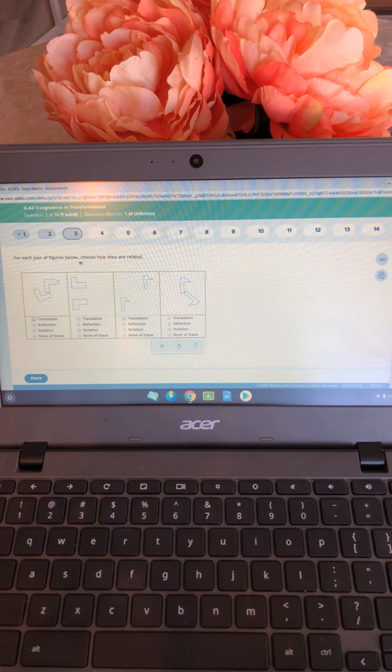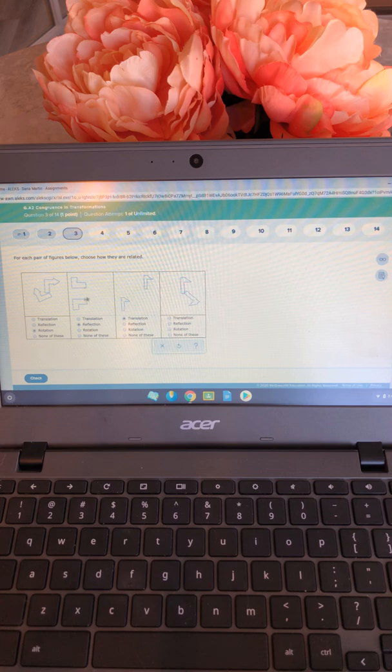So for each pair of the figures, choose how they're related. Okay, so we're either going to turn them, slide them, or flip them. We're going to translate them, slide, reflect, flip, rotation, turn, or none of these. There's never going to be a none of these from what I can see. All right, that's a turn. So that's called a rotation. See how it rotated? This, you flipped it. That's called a reflection. This, you were sliding up and over or to the right and up. That is because they're still facing the same direction and everything. That's called a translation.